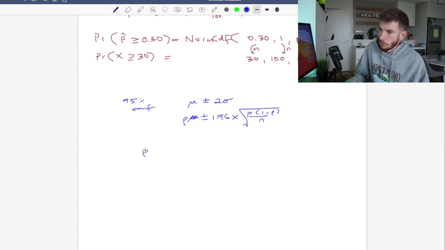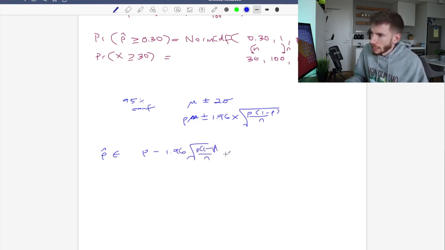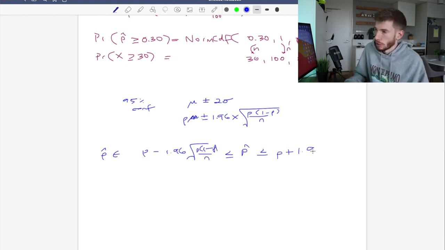So we can say that we can be 95% sure that p hat will be an element of somewhere between p minus 1.96 times the square root of p times (1 minus p) over n. Is that a pain to write? And then it is less than or equal to p hat, which is less than or equal to p plus 1.96 times the standard deviation. And there's our 95% confidence interval.